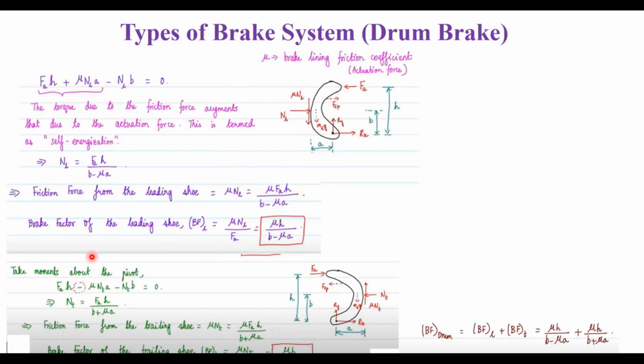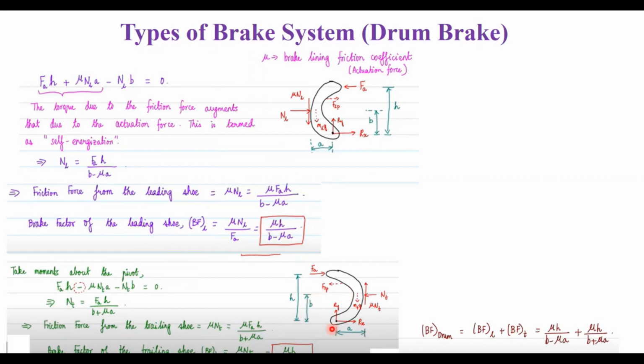Now the brake factor BF for a leading shoe, how can I write it? It's nu NL by FA. So when you take the ratio between the friction force from the leading shoe to that of the actuation force, you call this the brake factor of the leading shoe. And this is the formula: nu H divided by B minus nu into A.